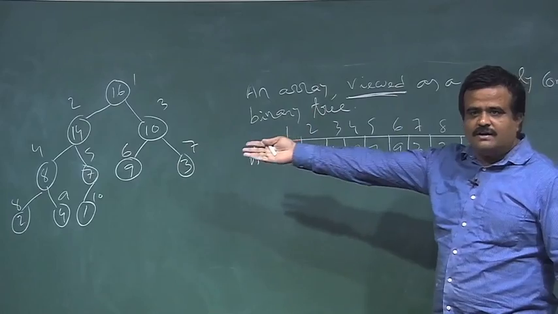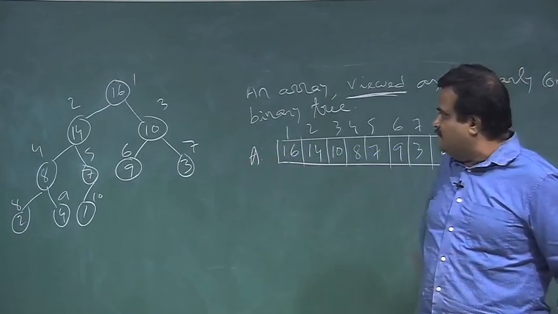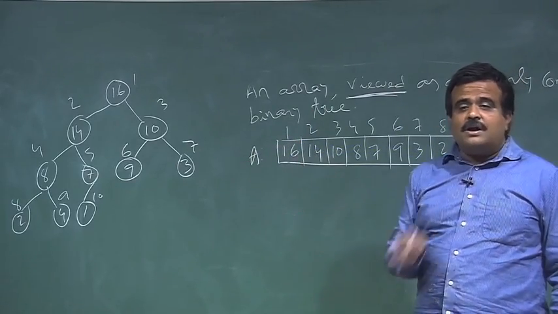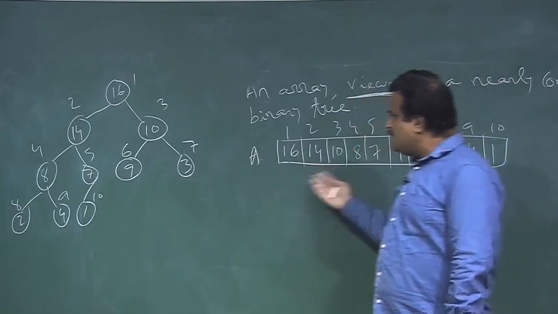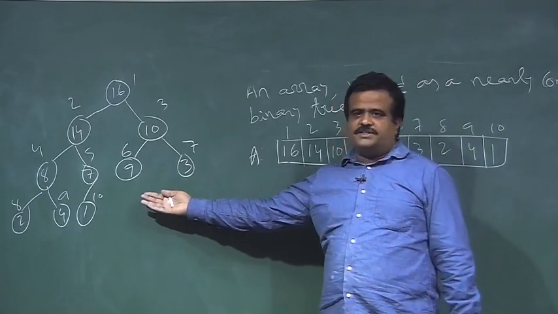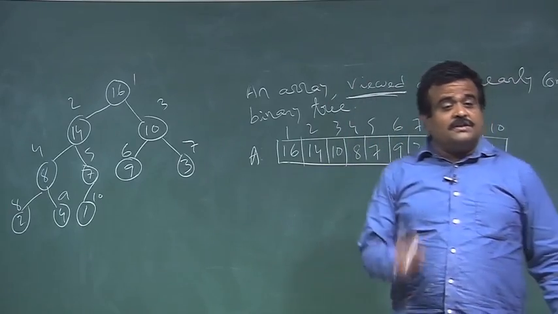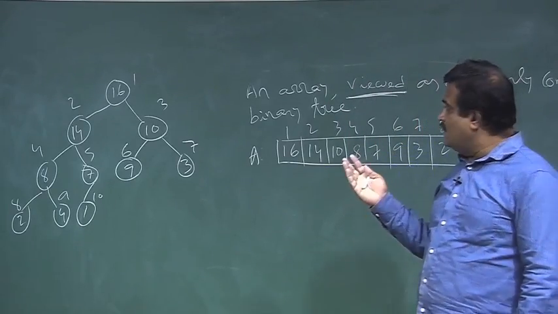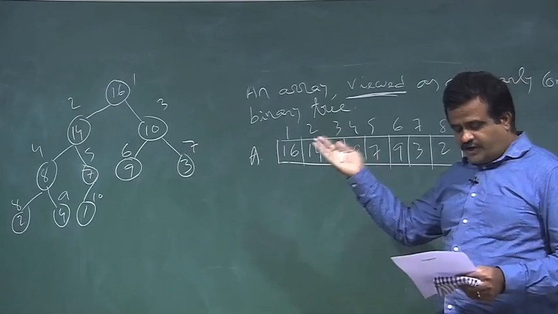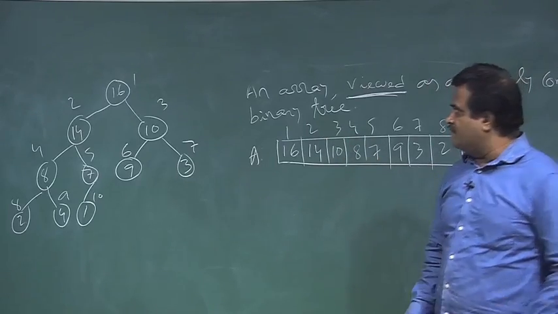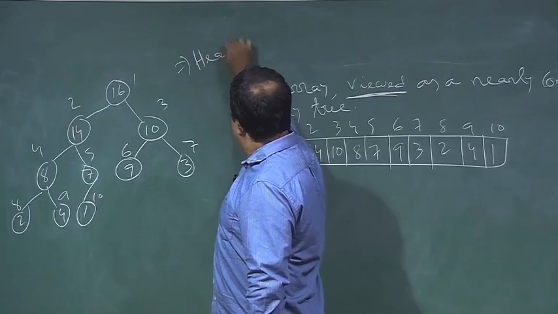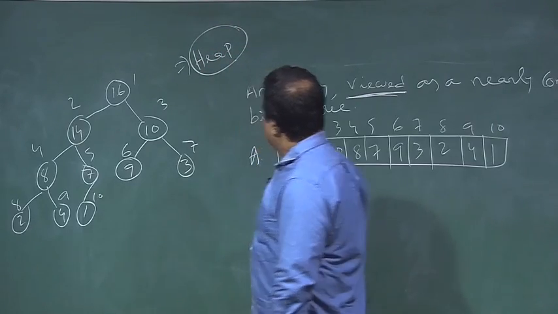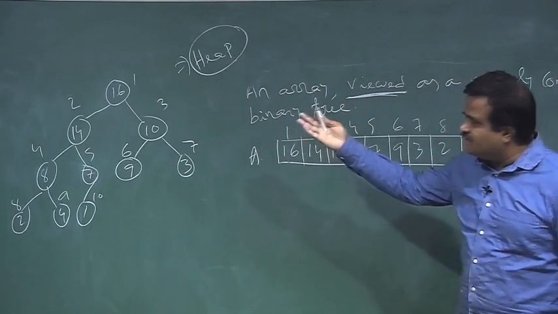But anyway, the height of this tree is log n if there are n elements. So that is why it is called a nearly complete binary tree. Depending on the value of n, we will have complete or nearly complete. So this is a visualization of this array as a tree, and this is called a heap. But this is just a visualization.